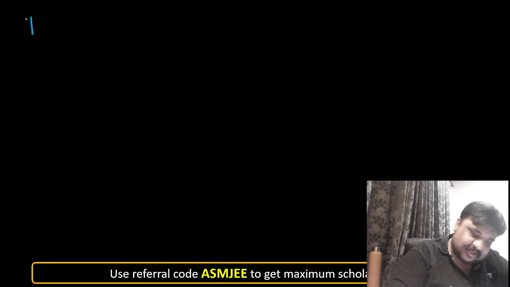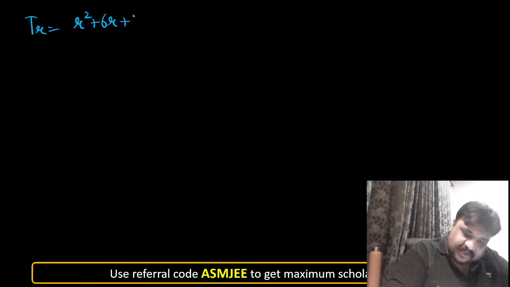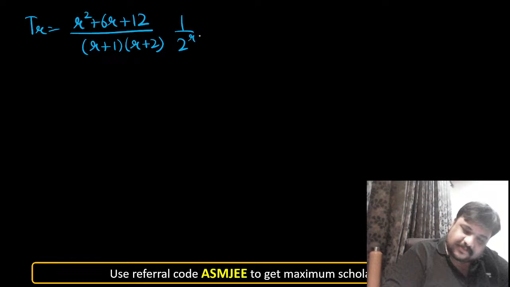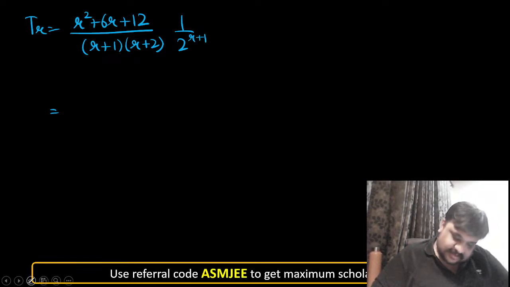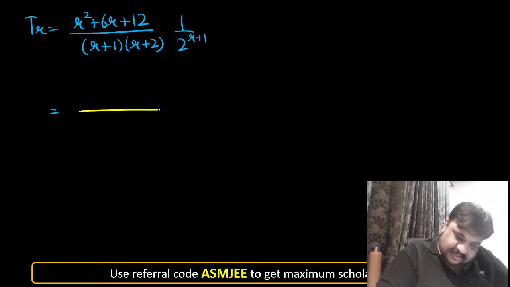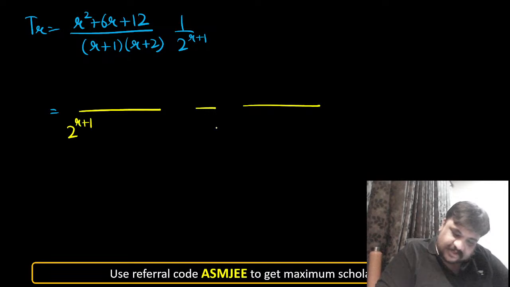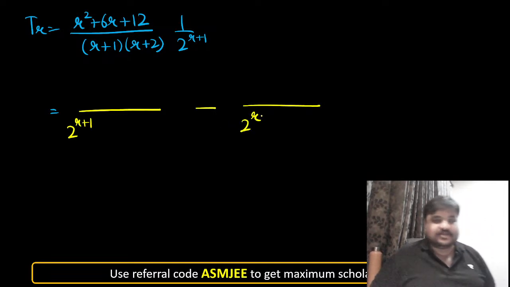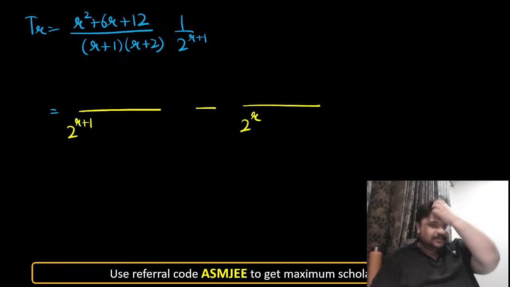This is TR, R square plus 6R. Last question of the day. R plus 1 into R plus 2. And we have 1 upon 2 raised by R plus 1. Now let's see what common sense says. Common sense says there will be a minus in between, one will have 2 to the power R plus 1 and one will have 2 to the power R. I think this is very obvious.